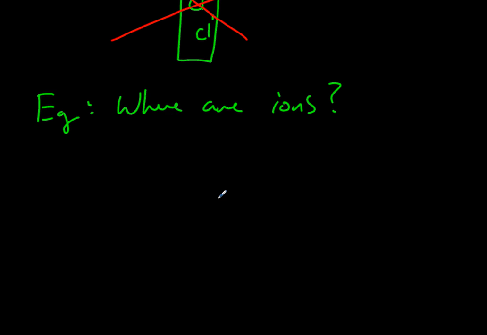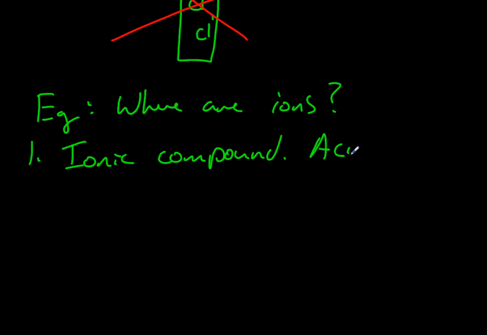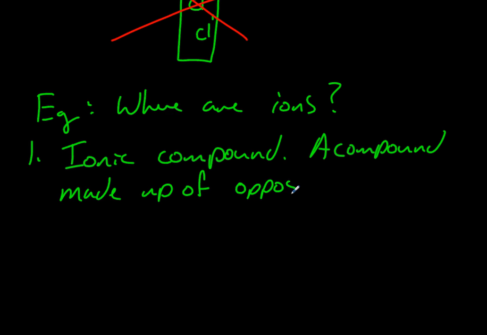One place I might find them is in what's called an ionic compound. And it's just like its name sounds, right? It's a compound made up of oppositely charged ions, okay? And the compound has a net charge of 0.